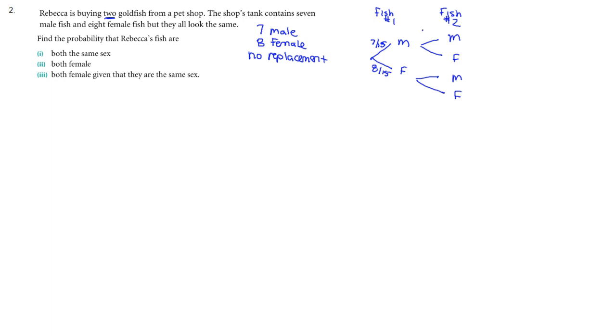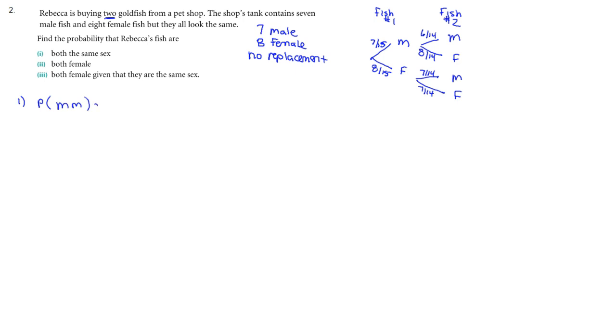And then I've used 1, so now there's only 6 males left, so it'll be 6 out of 14 and 8 out of 14. And then if I go back to the females gone first, well, now there's 1 less, so it'll be 7 out of 14 and 7 out of 14. And those are my probabilities. So now I can start looking at the questions.